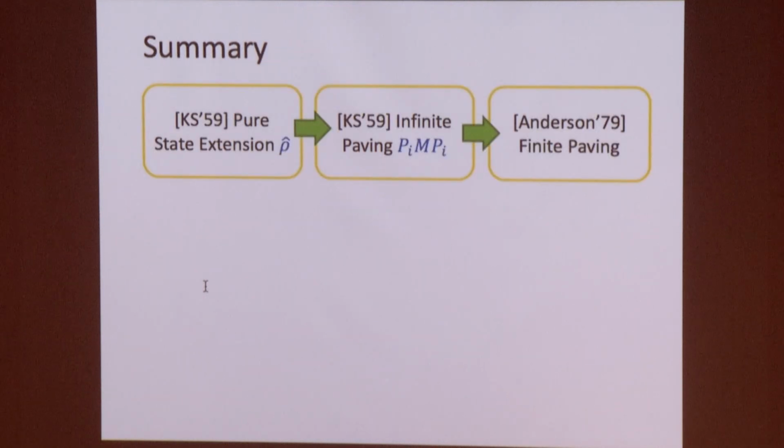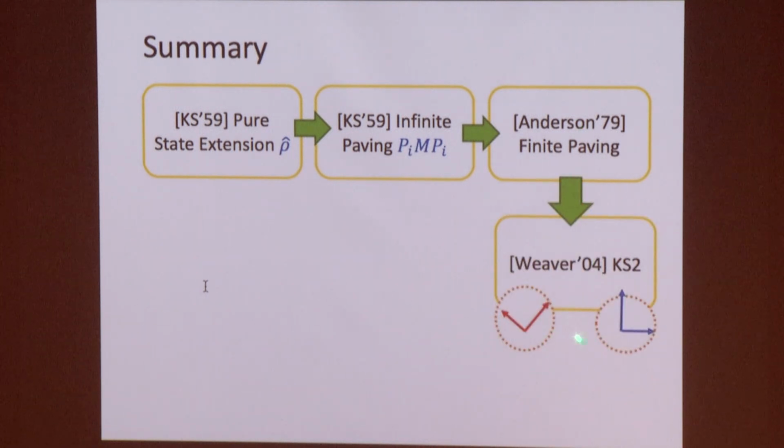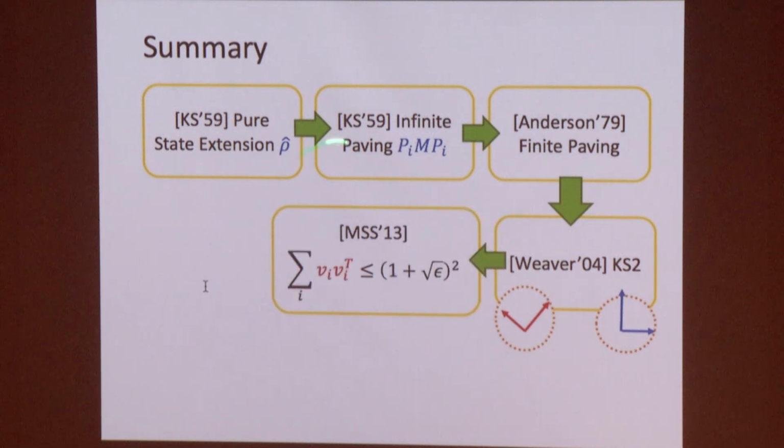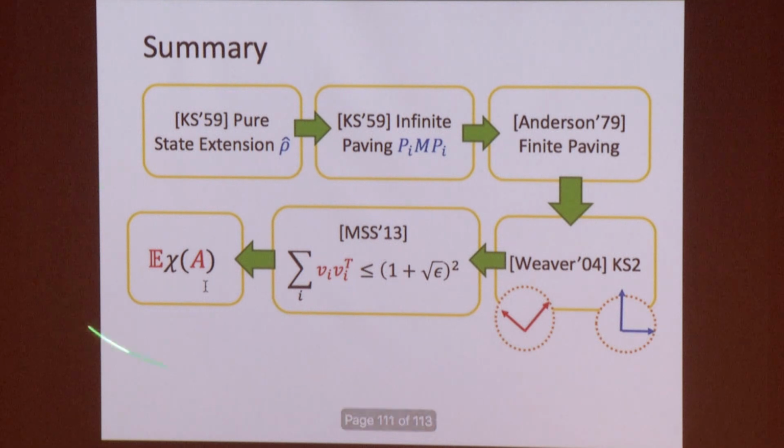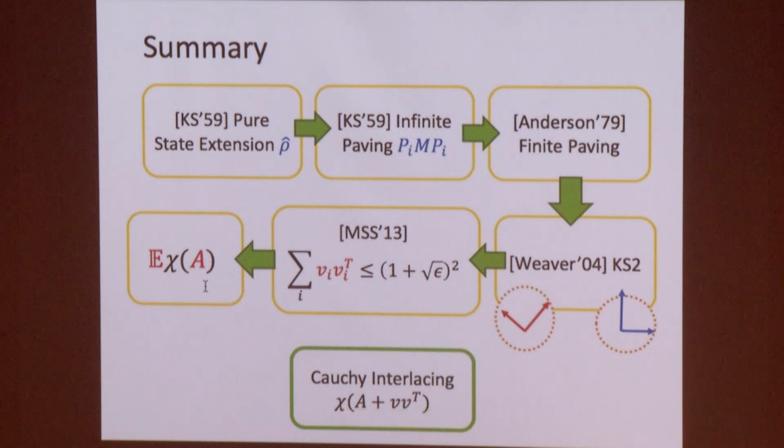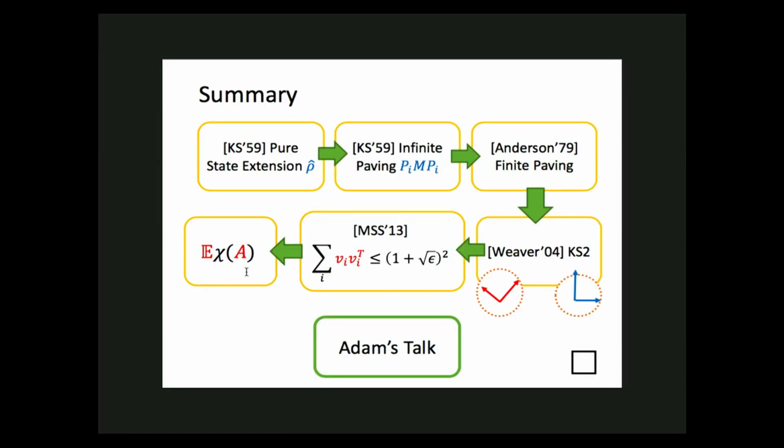Okay, so that's it. I just want to summarize what I said. So I told you about this pure state extension problem from the Kadison-Singer paper, and then they reduced it to this infinite paving problem, which then by this limiting argument, Anderson reduced to a finite paving problem, which by some linear algebra maneuvers that I didn't mention can be reduced to this Weaver problem of partitioning vectors, which by this improvement of the matrix Chernoff bound can be solved in a dimension-free way. And the key idea in this is the study of this expected characteristic polynomial. And the reason this is at all a sensible object is that there's interlacing for rank 1 matrices. But I'm not going to say anything more, so you should go to Adam's talk. That's it.